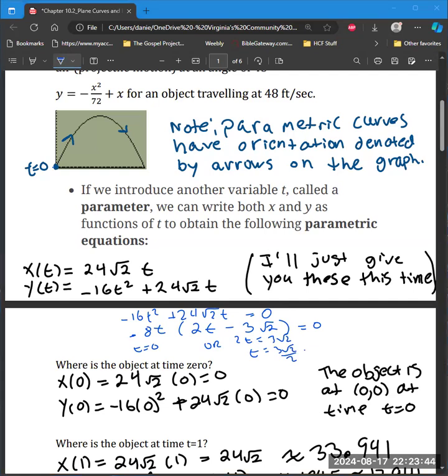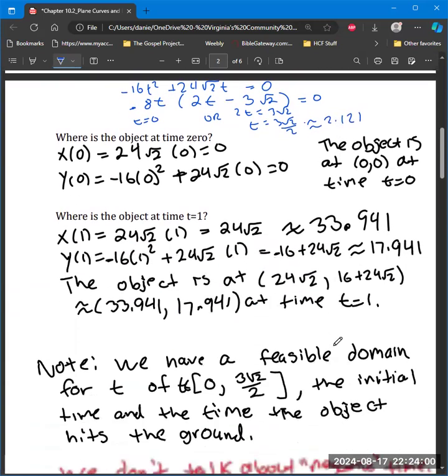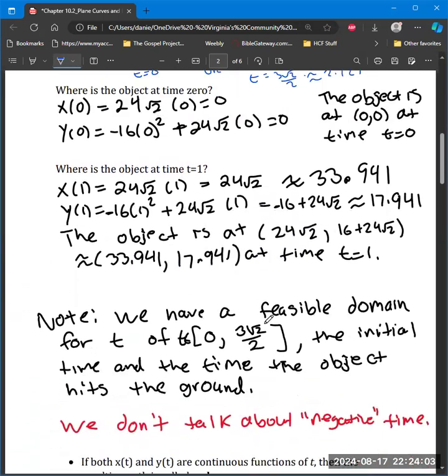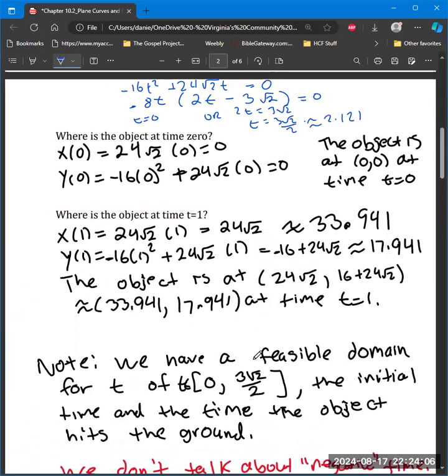3 root 2 over 2 is about 2.121. And those are probably seconds. We don't know for sure, but there's my domain of interest. So I would not be looking to try to evaluate anything outside of there. If I would ask you to find the point when t was 3, that wouldn't make sense because the object would have hit the ground already.